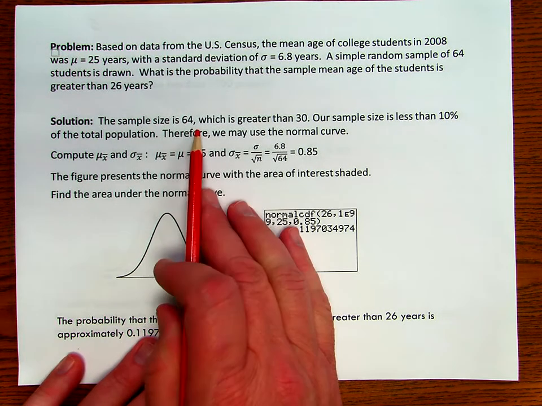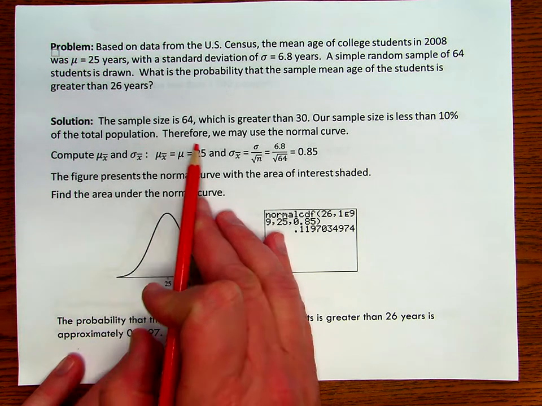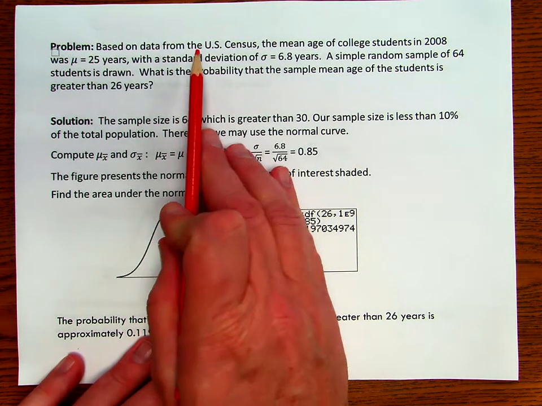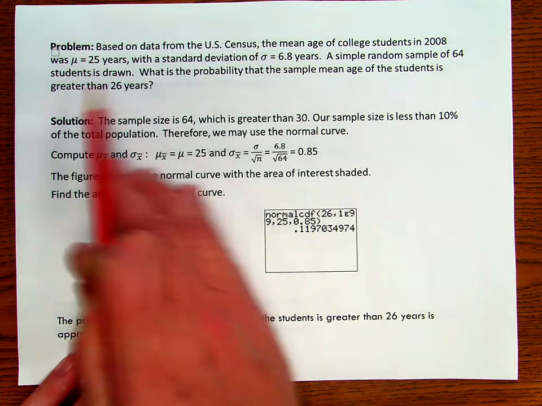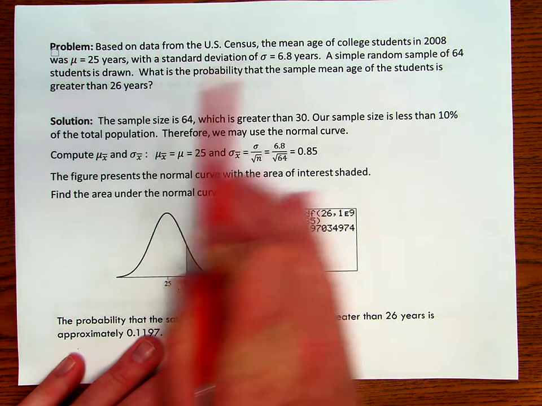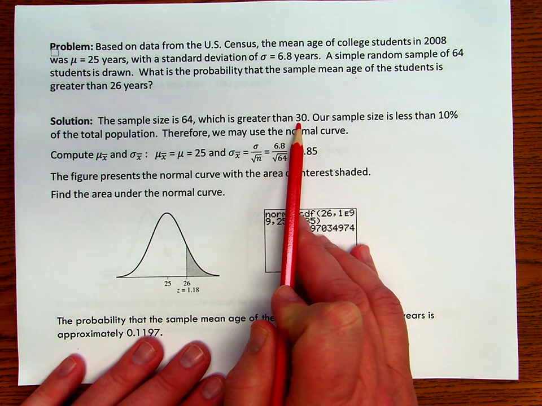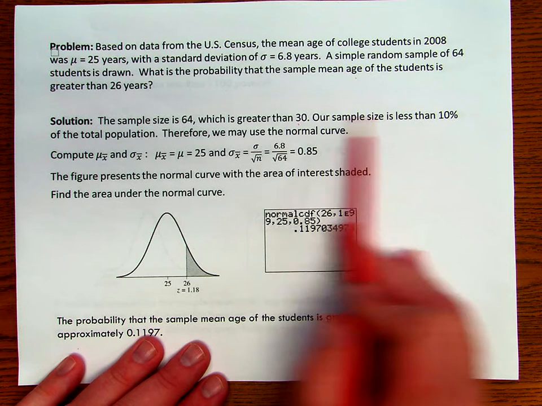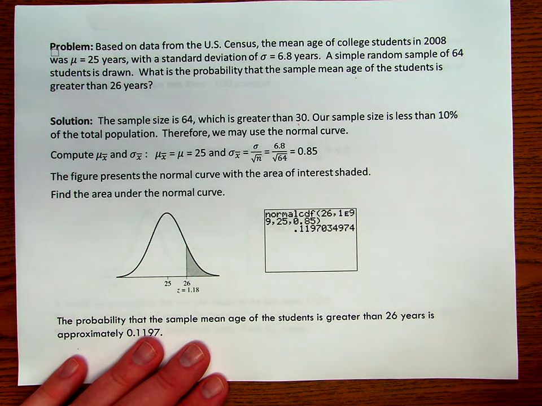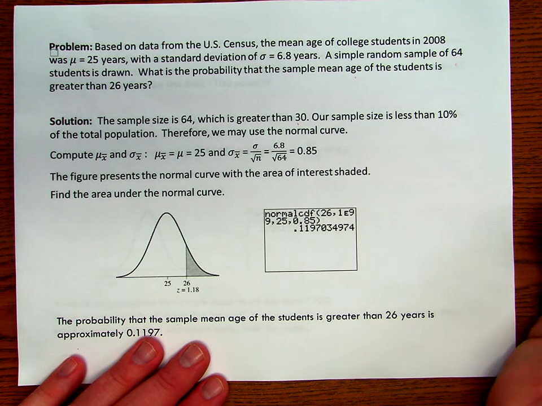All right, the sample size is 64, which is greater than 30, and our sample size is less than the total population, therefore we may use the normal curve. Okay, it never said here that the population distribution was approximately normal. Without knowing that, in order to answer this question, we have to have a sample size of at least 30, which we do. For the most part, this is a condition for almost everything we do. If we're sampling without replacement, we can't sample more than 10% of the total population. 64 is certainly less than 10% of the total population of college students. So the conditions are met.